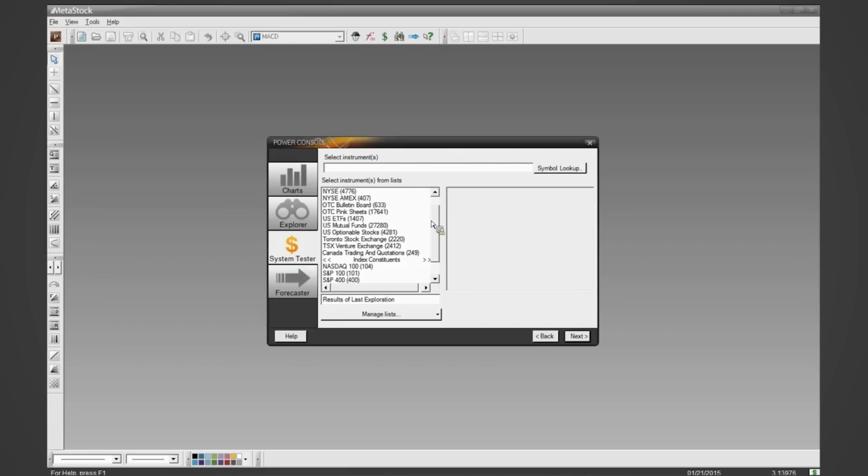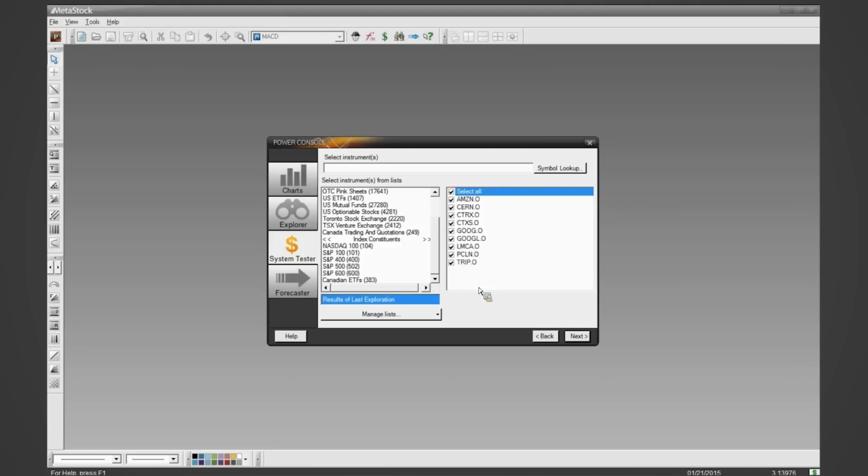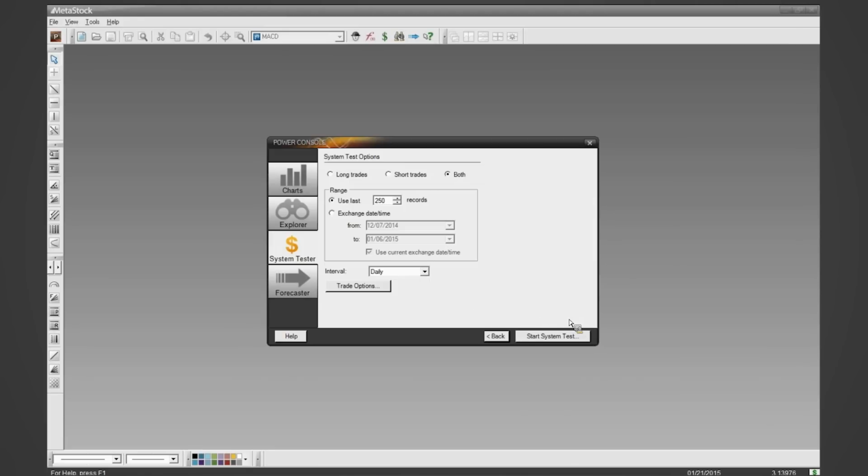Okay, so what I can do is I want to look at the results of the last exploration. So I'm just going to check this box here and select all. So we're going to test the MACD against this list of stocks. Go to next. And now the system tester really starts to ask us, how do you trade?